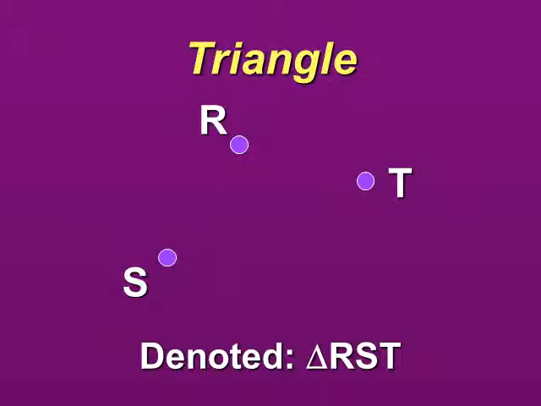Okay, so here are three vertices of three different angles, and we're going to connect them with segments. So we're calling this triangle RST, but like I said, we could call it any combination of those three letters, and it would all be the exact same triangle.